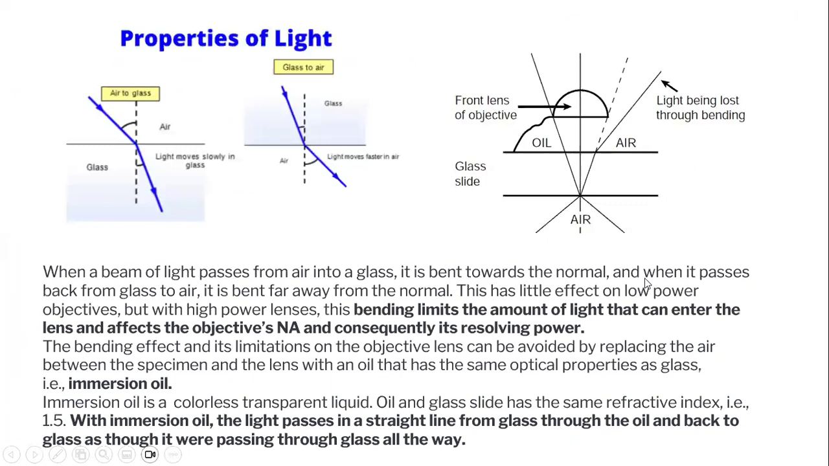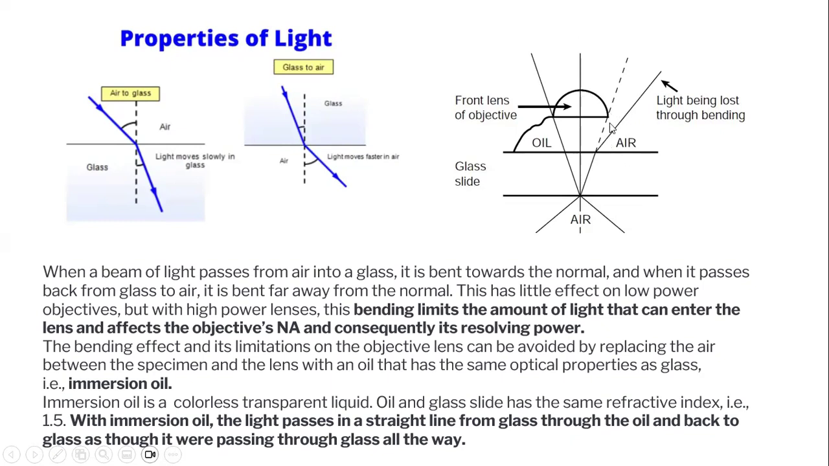Coming to the properties of light, when a beam of light passes from air into glass, it bends towards the normal. And when it passes back from the glass into air, it moves away from the normal. This doesn't have a major effect when we are using a low power lens. However, in this process, some amount of information is lost.